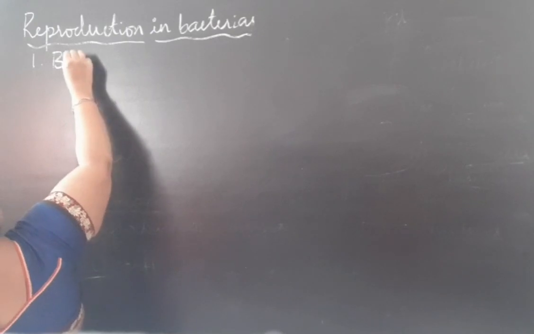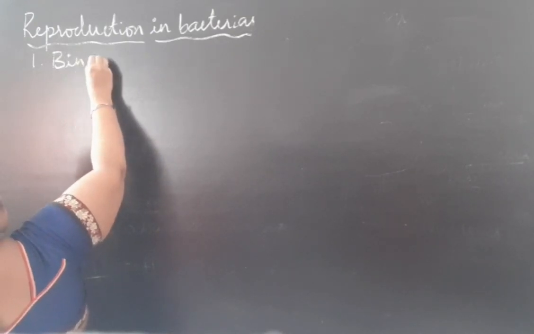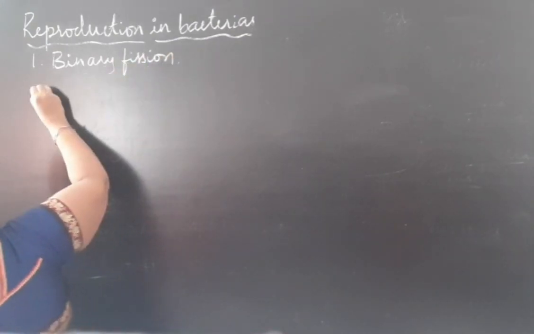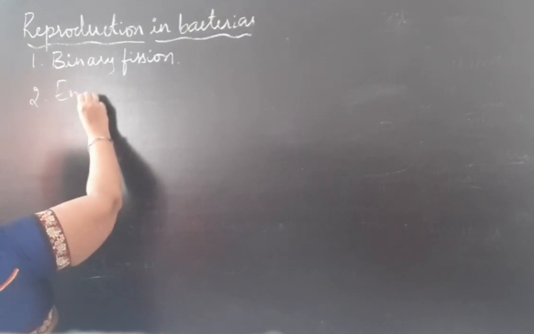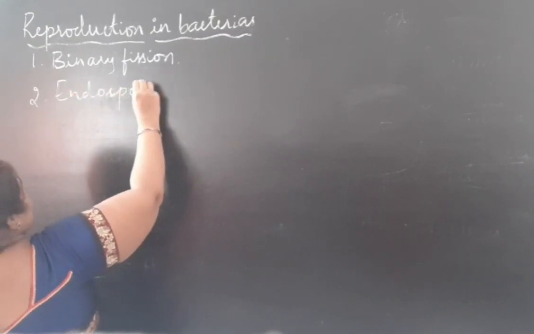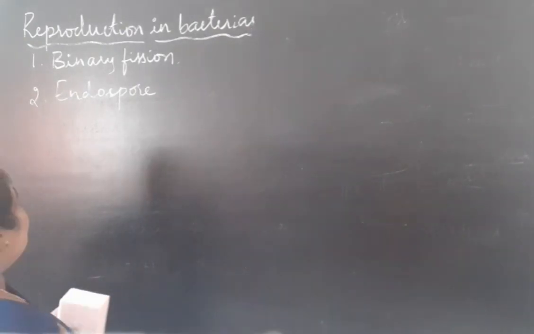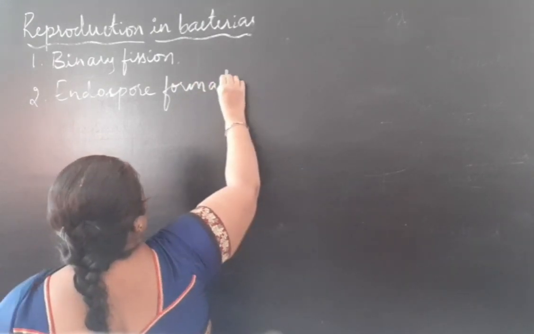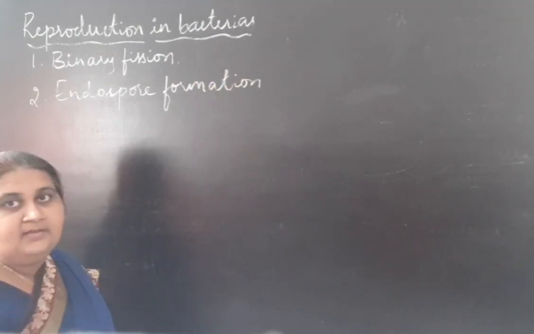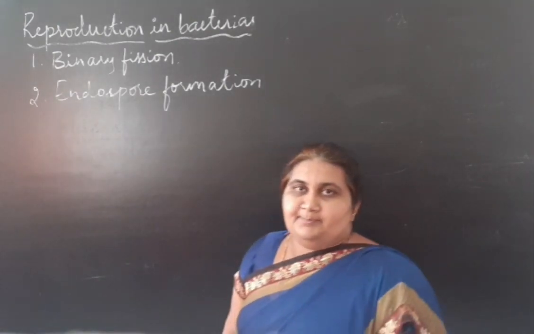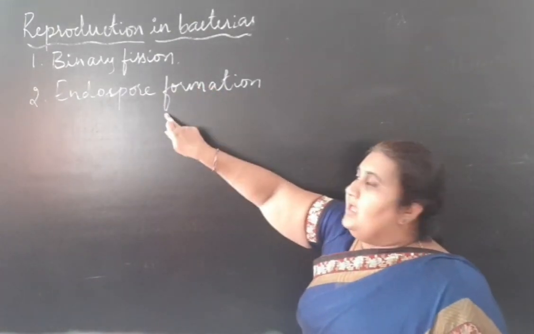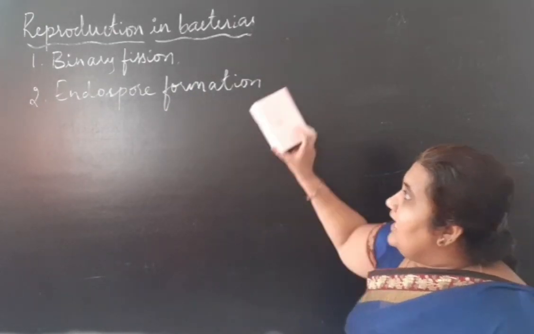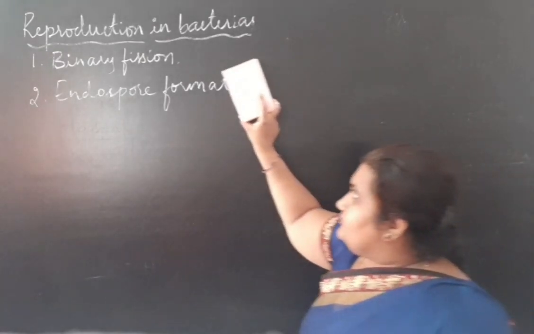So asexual reproduction involves binary fission and endospore formation. There are two different ways of asexual reproduction: one is binary fission and the other is endospore formation. How does binary fission take place and how does endospore formation take place?